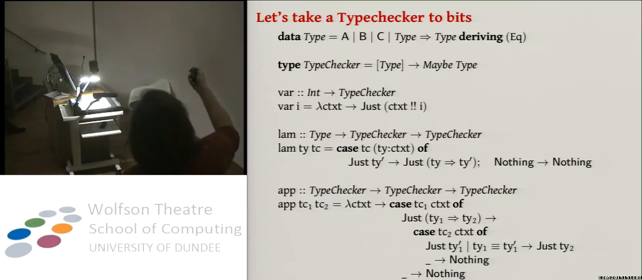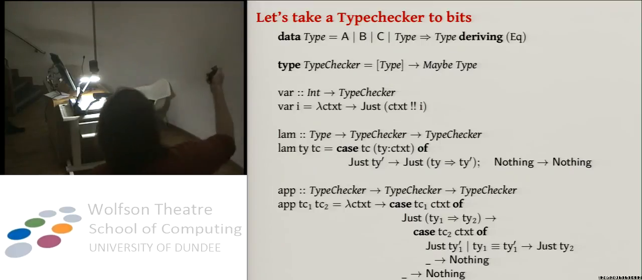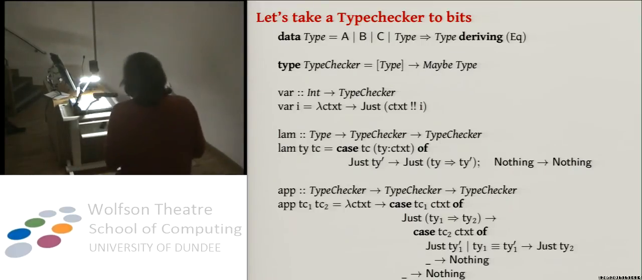It takes term 1, takes type checker 1, passes the context, and if it gets back the function type, it passes the context back into term 2, and if the domain types match, it returns type 2, otherwise it fails.